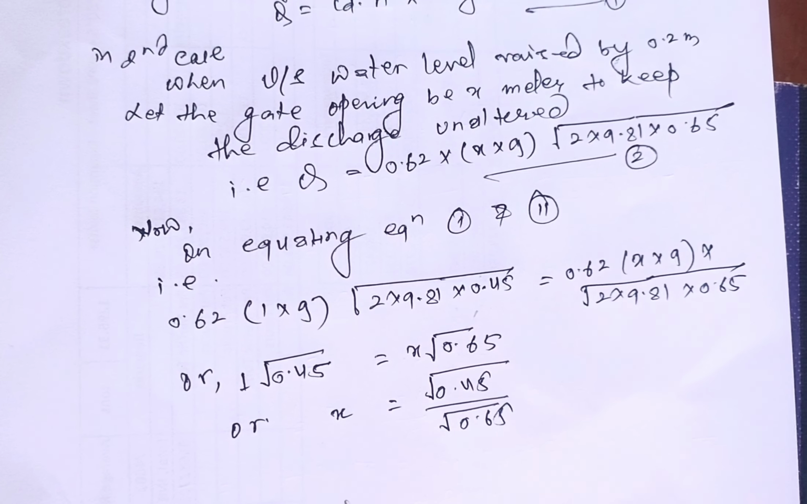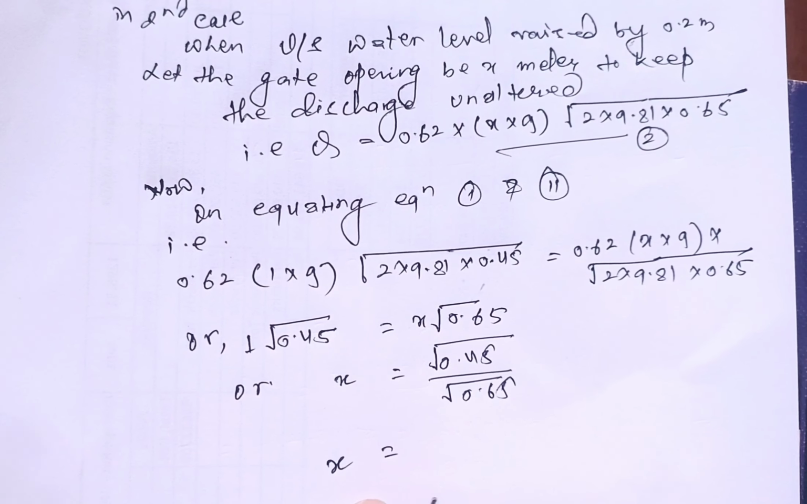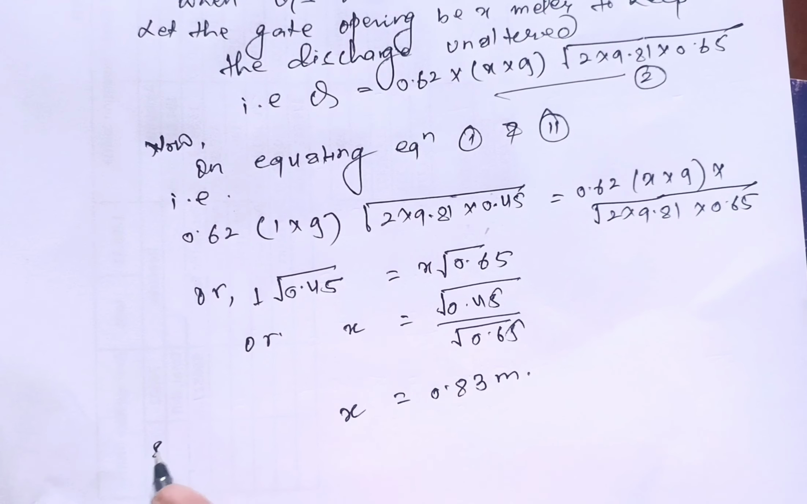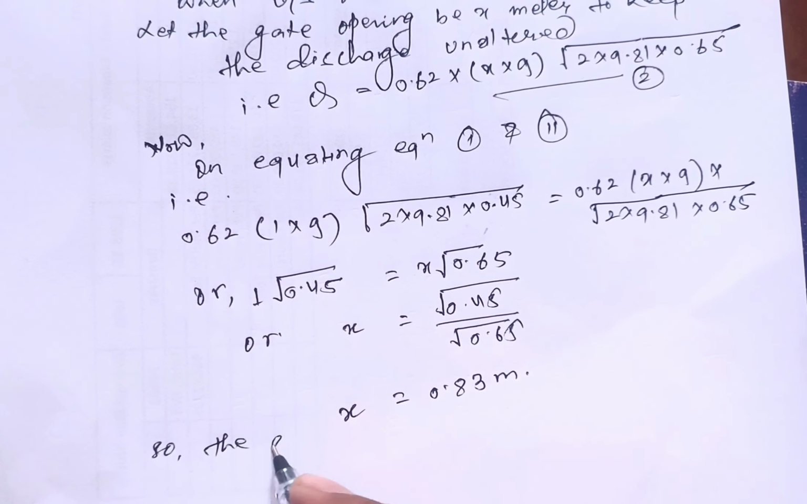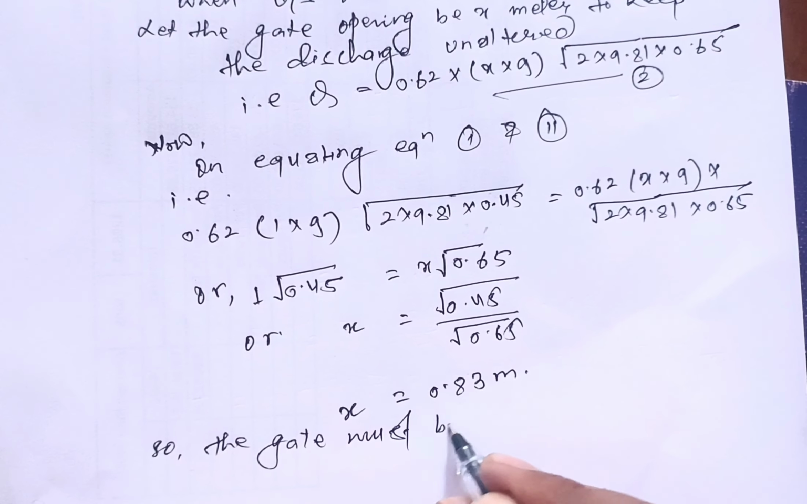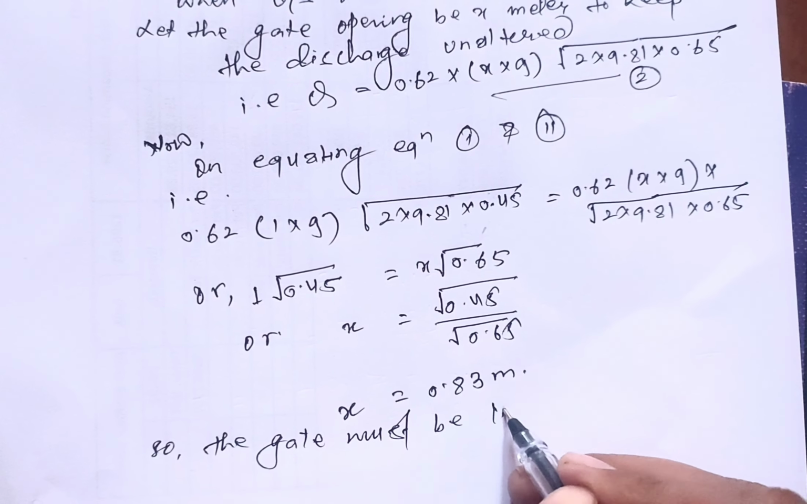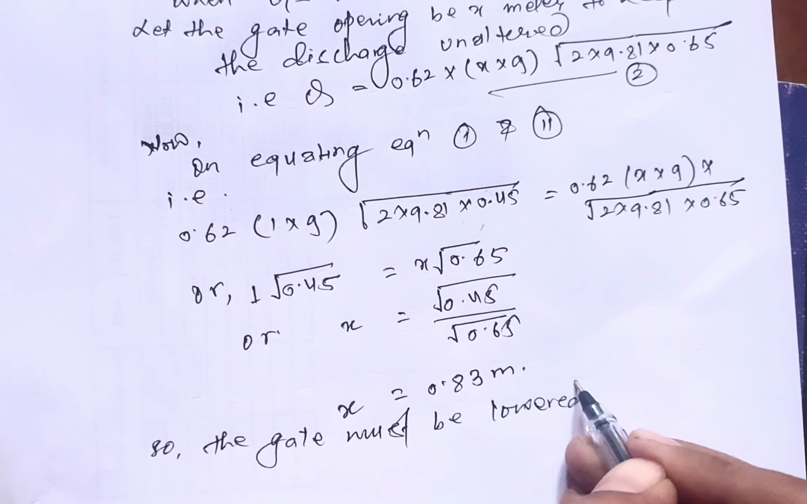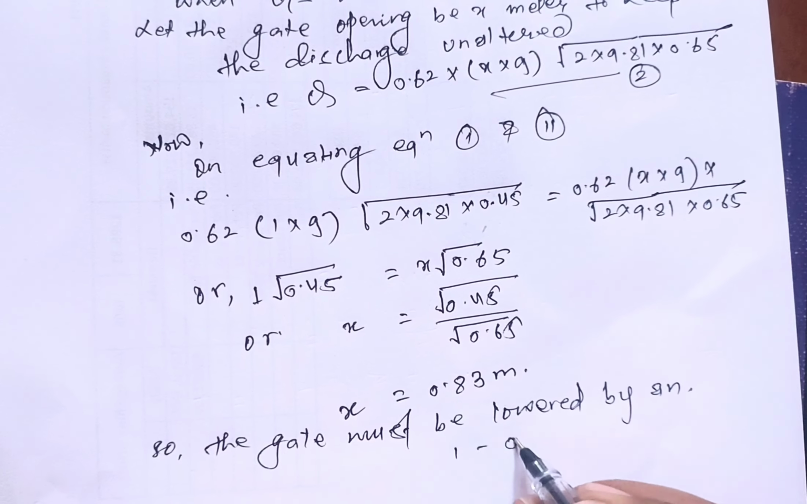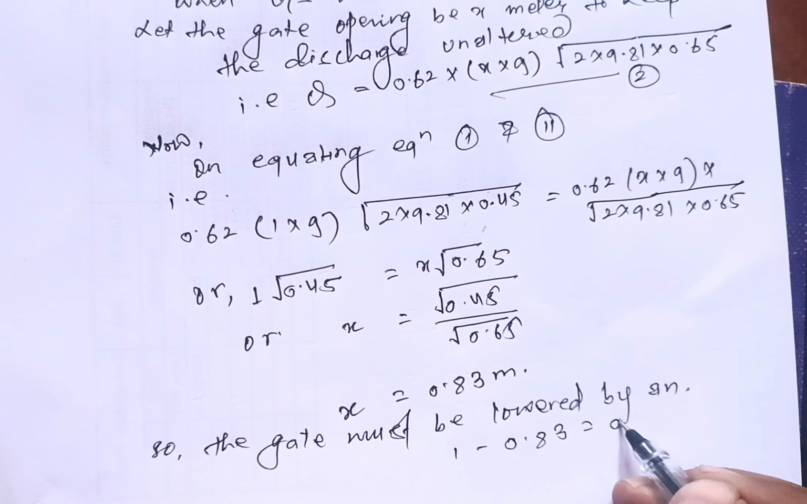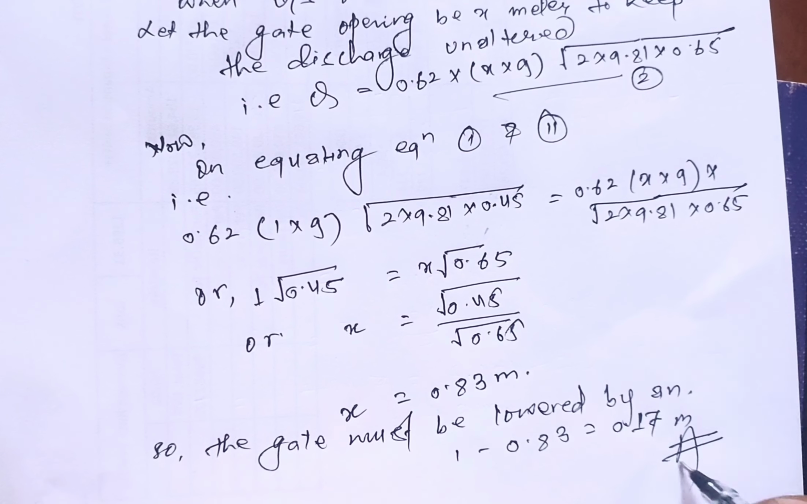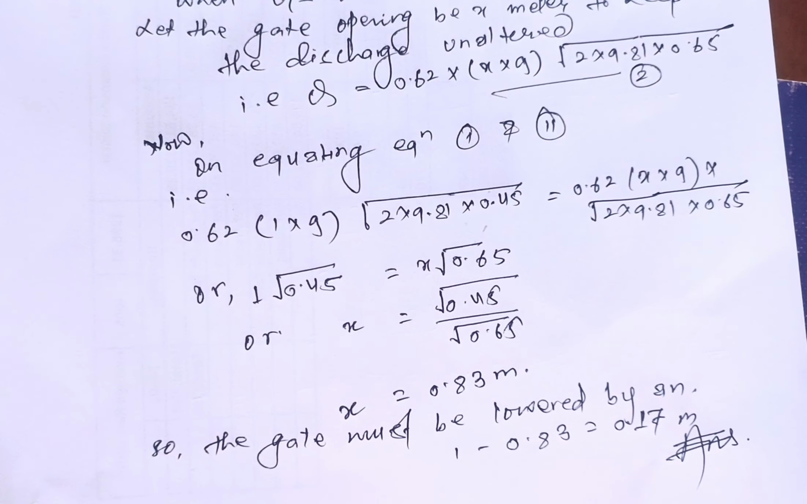So on solving this, the value of X will be 0.83 meter. So the gate must be lowered by 1 minus 0.83 equals 0.17 meter, which is the final answer.